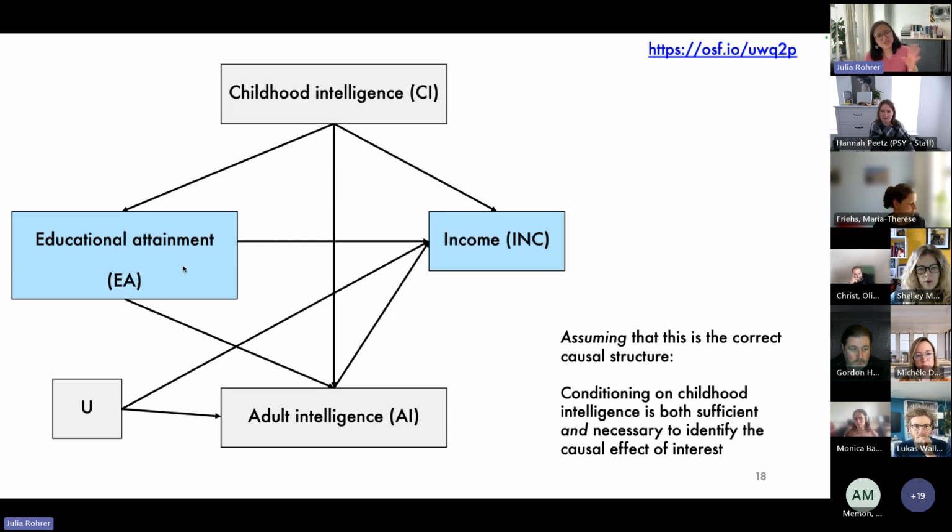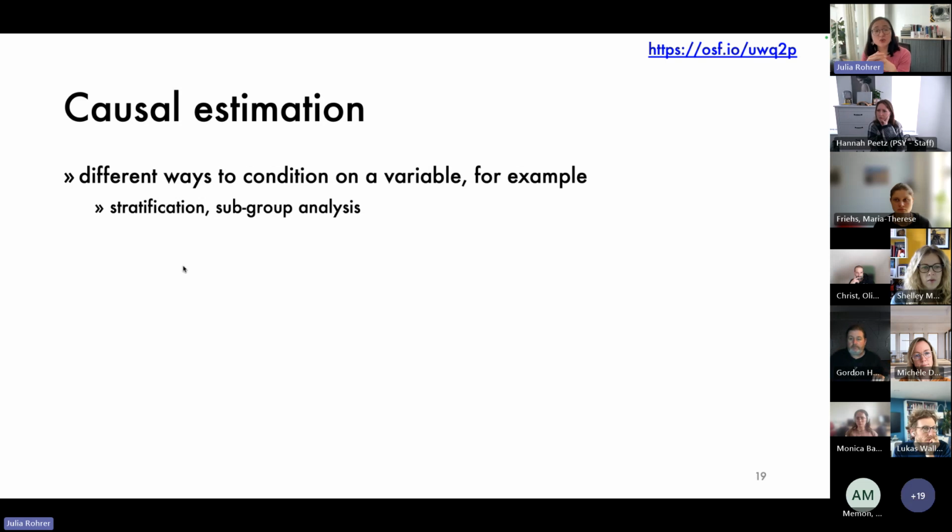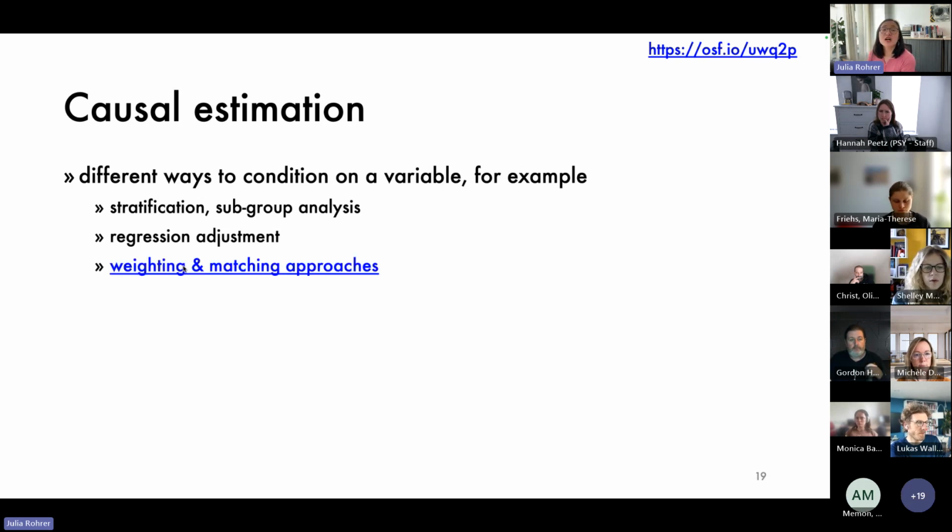Now, I already told you that this conditioning is a bit of a more general thing. And this leads us to the whole topic of causal estimation, which is more of a side note. There are different ways to condition on a variable to remove confounding. To give you some examples, one simple one would be stratification. So we simply split the sample into different subgroups and analyze these separately, and in the end, we combine the results again. We could also, for example, do regression adjustments. So we just add the variables into our regression model. We could use more complex weighting or matching approaches. For example, you might have heard of propensity score matching or inverse probability weighting, which are also just means of conditioning on variables.